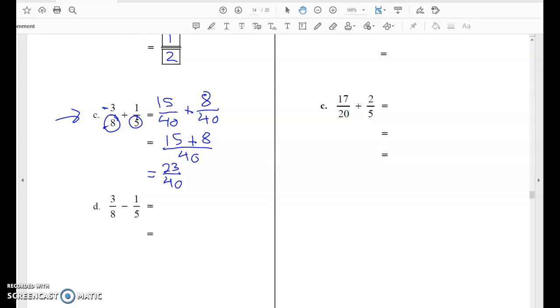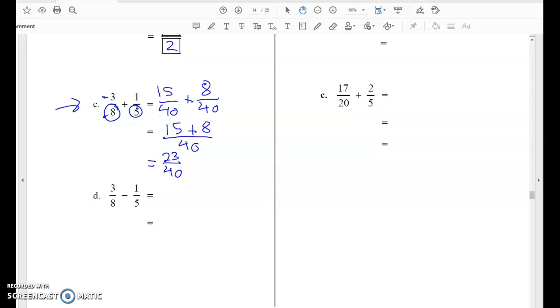Alright, looking at D, this time we're going to subtract them. So 3/8 minus 1/5, so it's going to be 15 out of 40 minus 8 out of 40, so the same numbers as the last question. So we can do the same change, except we've got a minus in between them. So now, because they've both got the same denominator, we just need to subtract the numerators. So it's going to be 15 minus 8 out of 40. Whatever that is, well, it's going to be 7 out of 40. Again, I can't simplify.